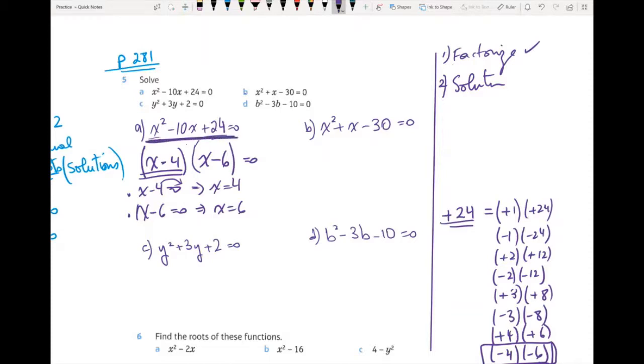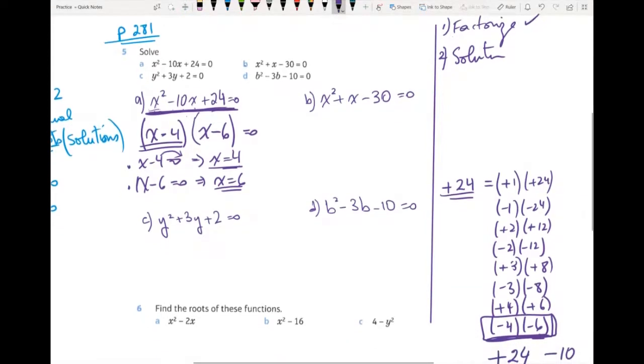In other words, if you replace x by 4, you are going to have x squared minus 10 times x plus 24. Replacing x by 4, you will get the value 0, and replacing x by 6, you will also get the value 0. So these are the two values that when you replace them instead of x, you will get a value which is equal to 0. So we say that these two solutions or roots will satisfy the equation.